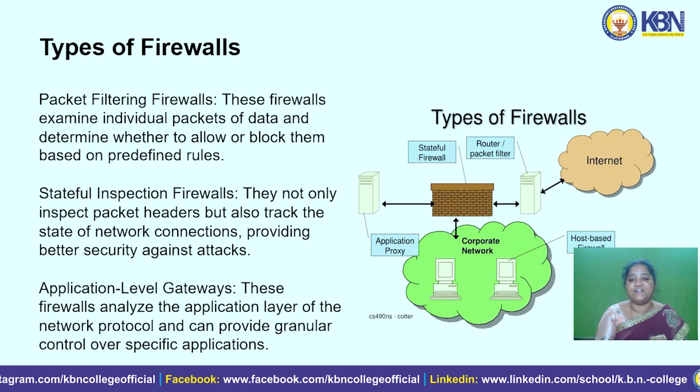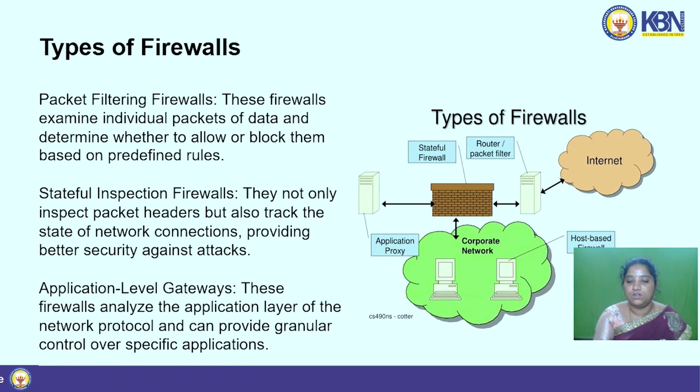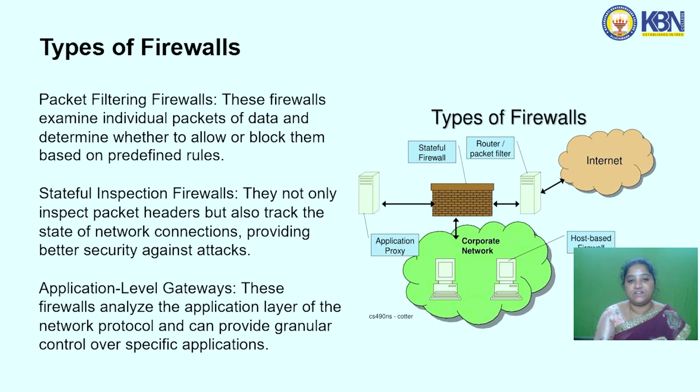Now, what are the different types of firewalls? There are different types of firewalls: packet filtering firewalls, stateful inspection firewalls, and application level gateway firewalls. First we will discuss packet filtering firewalls. These firewalls inspect individual packets of data and determine whether to allow or block them based on predefined rules, and these packet filters are used to examine the individual packets, that is, individual messages transferring from one place to another place.